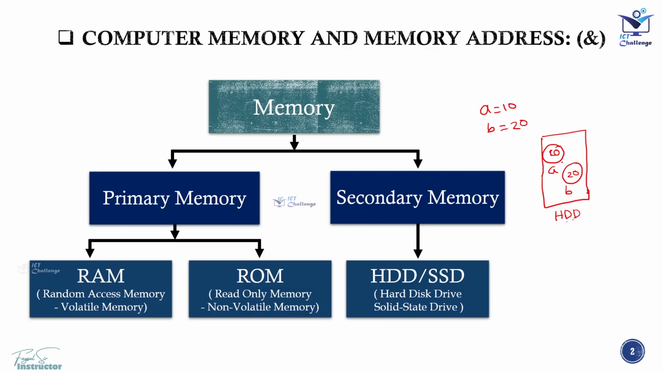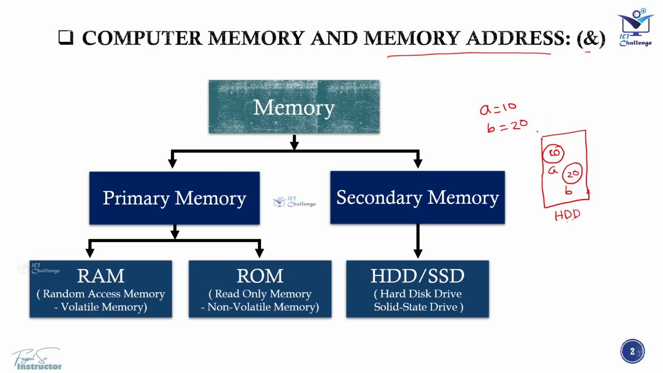If any data takes a space from this memory, that means this data has a location, right? This location is called the memory address. The sign of the memory address is the and sign, which is "and" in English, but here we will call it ampersand. Ampersand indicates the location of a variable.